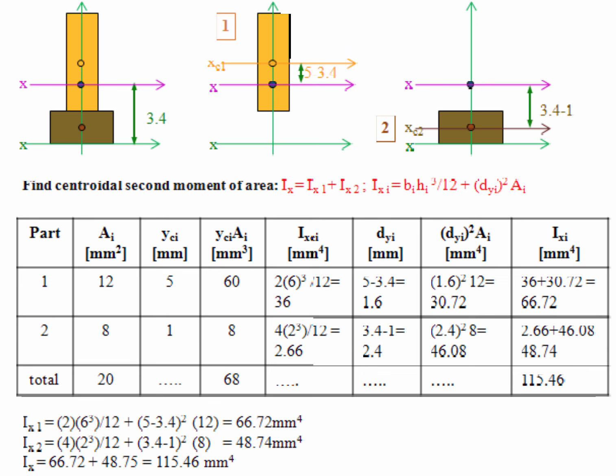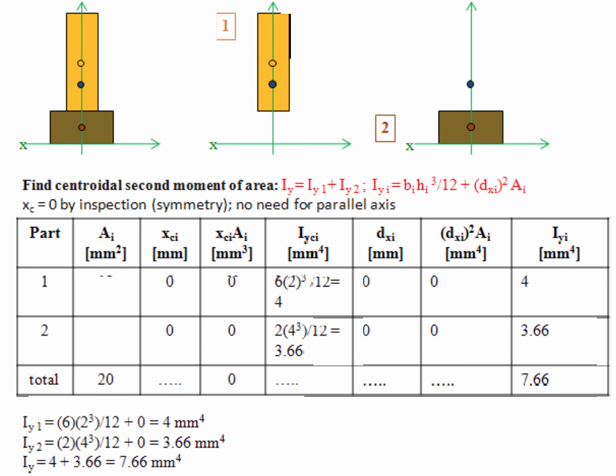Notice that this is the second moment of area I sub x about the x-axis through the centroid. Finding the second moment of area I sub y about the y-axis through the centroid is simpler. The x-coordinate of the centroid of the figure coincides with the x-coordinate of the centroids of the individual areas. There is no need to use the parallel axis theorem. We find the second moment of area I sub y for area 1 and add it to the second moment of area I sub y for area 2.